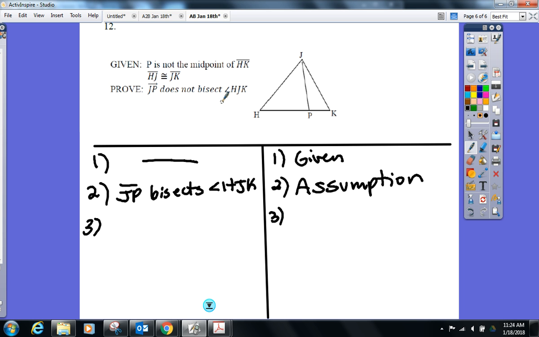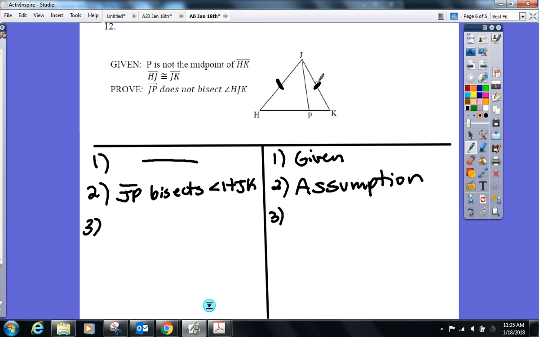So we need to figure out how we can get P to be the midpoint. How can we do that? By showing which two line segments are equal. Okay, there's our goal right now. Let's prove HP congruent to PK. Probably going to have to do that. What are we going to have to do first before we get to HP and PK being congruent? Yeah, let's get the triangles congruent. Again, use your assumption. HJ is congruent to JK. Okay, I got that. That's done.